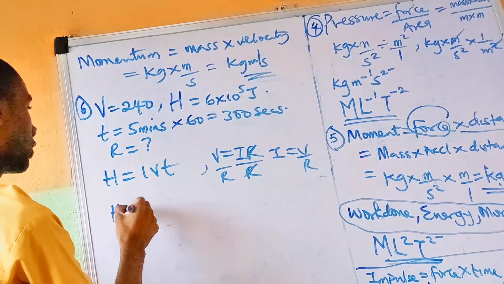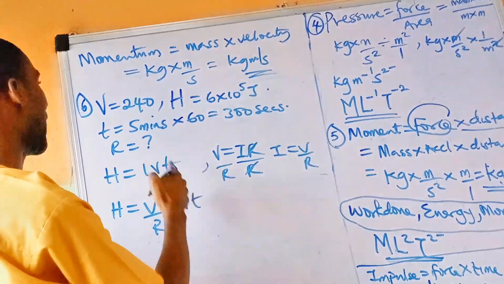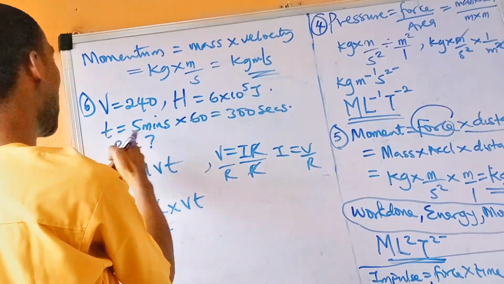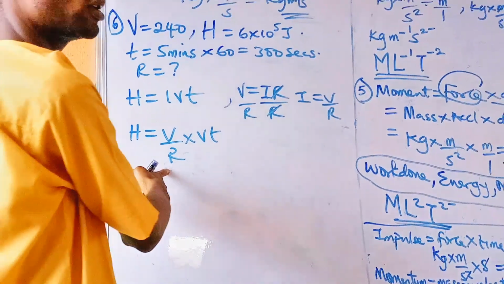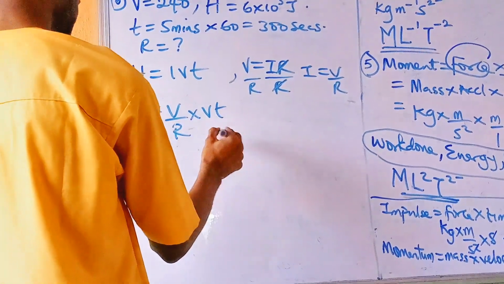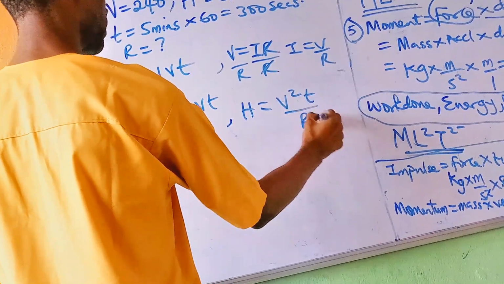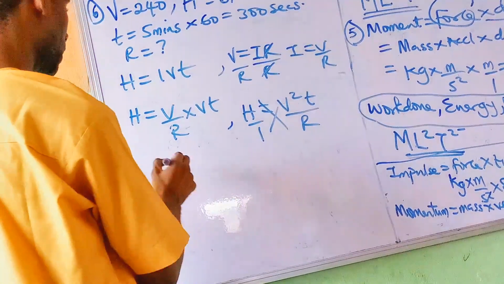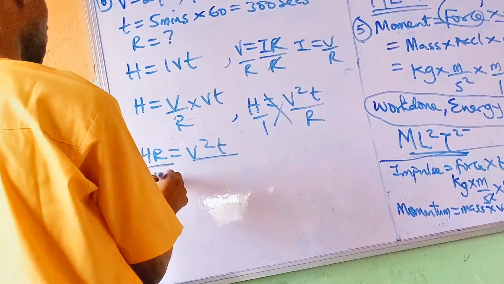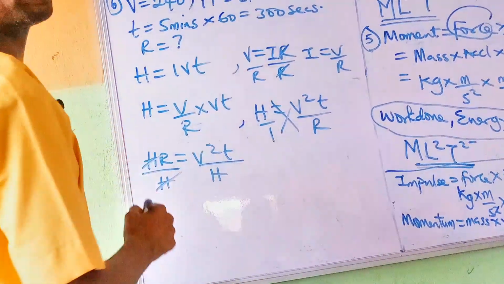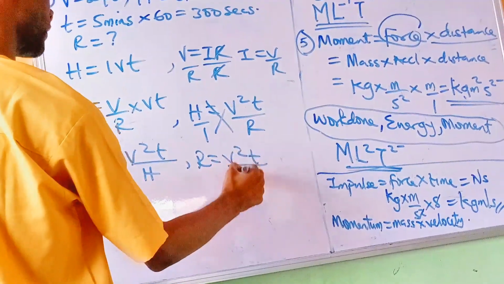So I'm going to have H equals V over R times VT. I have V, I have T, I have V, I have R. So with this, I can arrive at the answer of my R. So let us try to solve for this. This is going to give H equals V squared T over R. If you cross multiply, you have HR equals V squared T. Divide both sides by H so that you can find R. So your R is going to be V squared T over H.